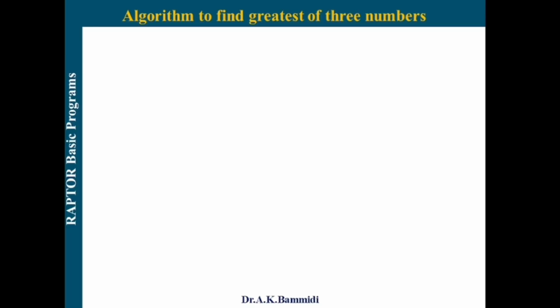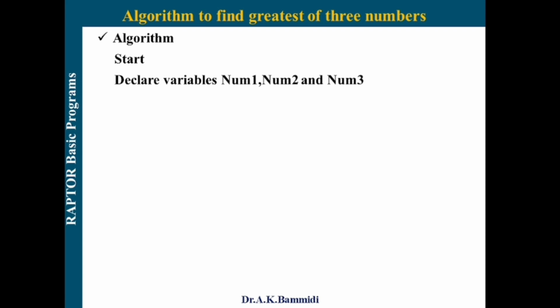Algorithm to find the greatest of 3 numbers. As usual, we will start the algorithm, and the first step is start. As the problem is to find the greatest of 3 numbers, we have to declare 3 numbers first. Declare the variables num1, num2 and num3. Then enter the values of num1, num2, num3, and we have to compute which number is greatest.